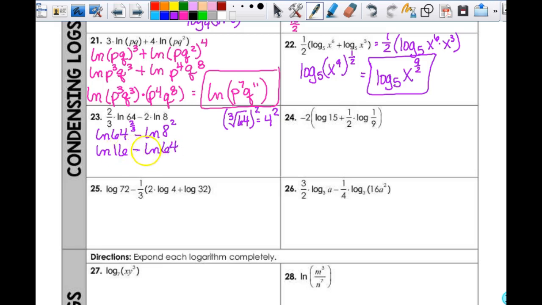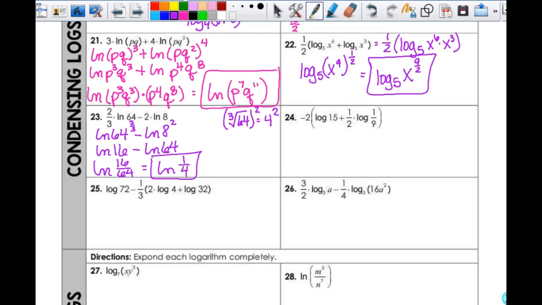So now I have this subtraction here, that's the quotient, so the natural log of 16 over 64. Okay, so we can reduce it. I can get 1 over 4. Does that make sense? Because 4 times 4 times 4 is 64. So that is equal to the natural log of 1/4. Okay, everybody okay with that?